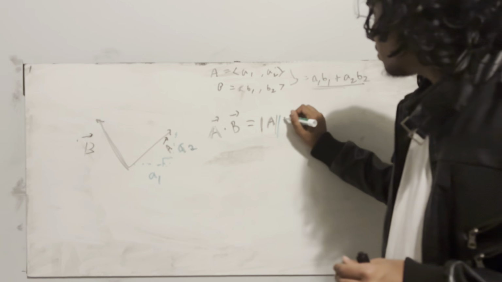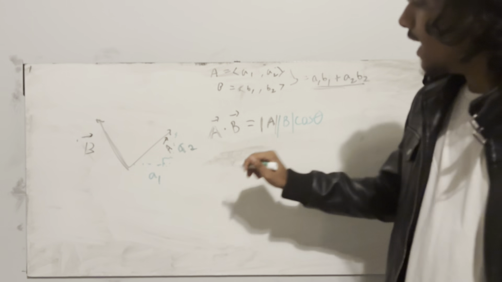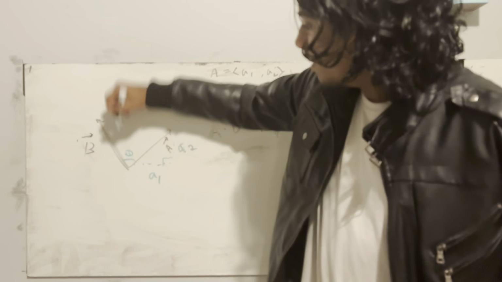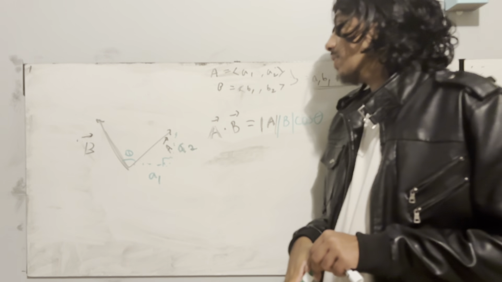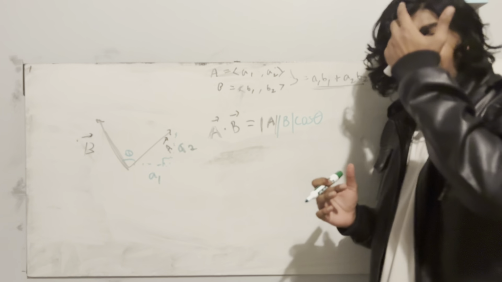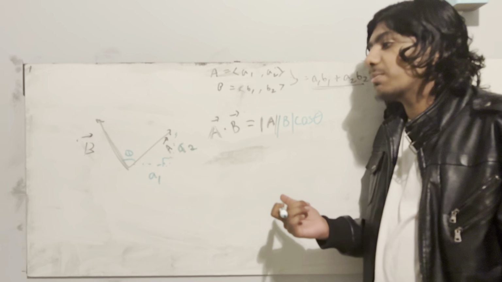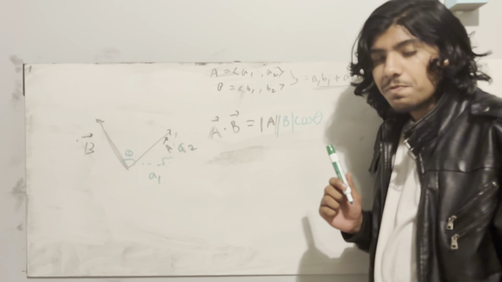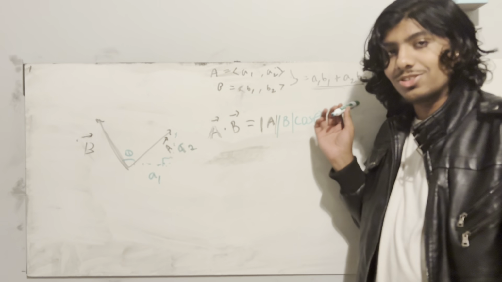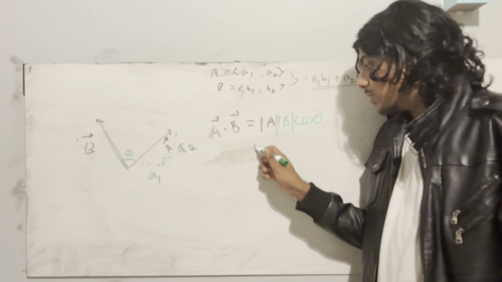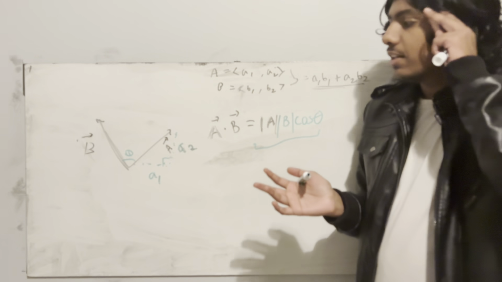You multiply the magnitude of A by the magnitude of B, and by the cosine of the angle in between them. This angle is theta. Obviously, if I gave you two vectors and asked you to compute the dot product, you would probably choose the first method. But this method is useful because it gives the dot product meaning.